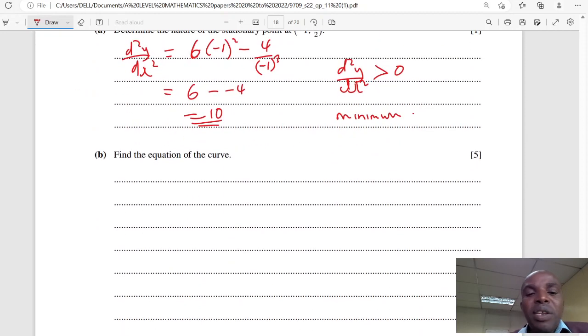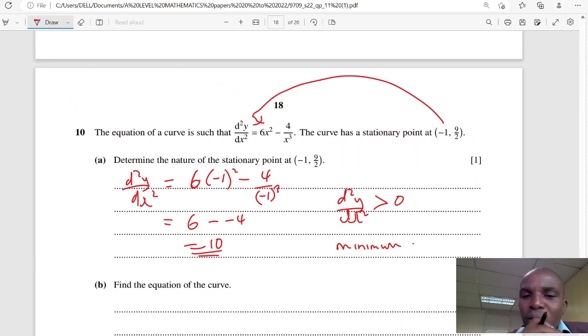Done. It's a minimum point. Then find the equation of the curve. Equation of the curve, how do you find it? Yeah, you are given d squared y over dx squared. So you are going back to dy dx, right? How do you find dy dx?